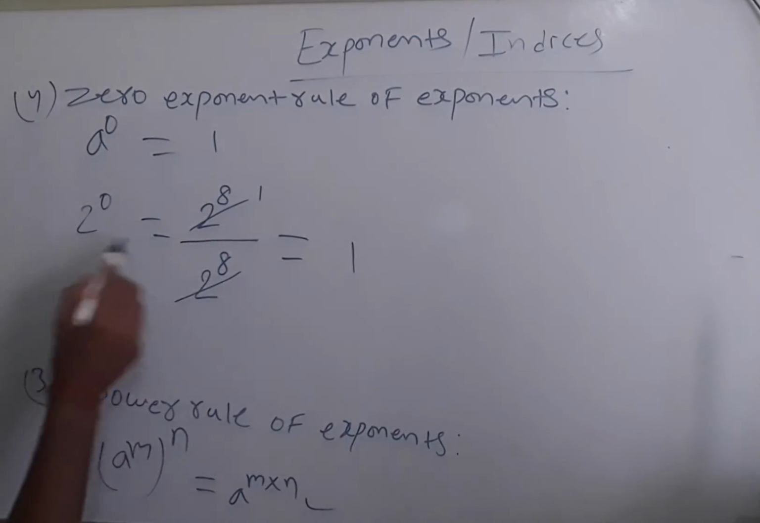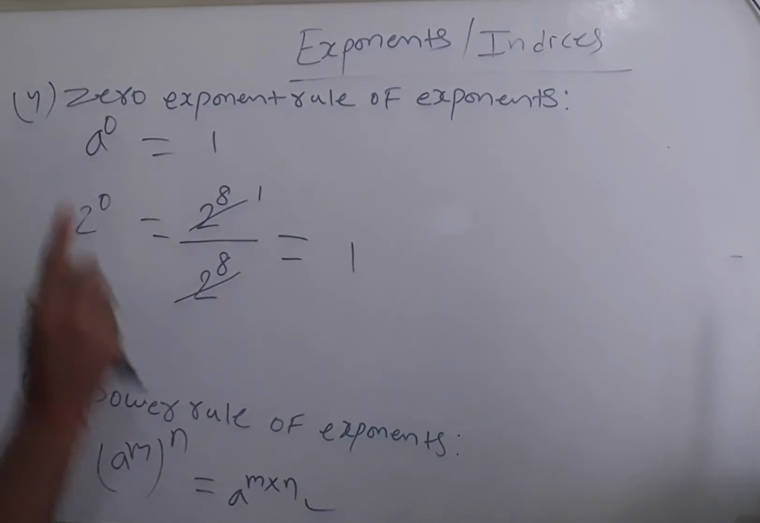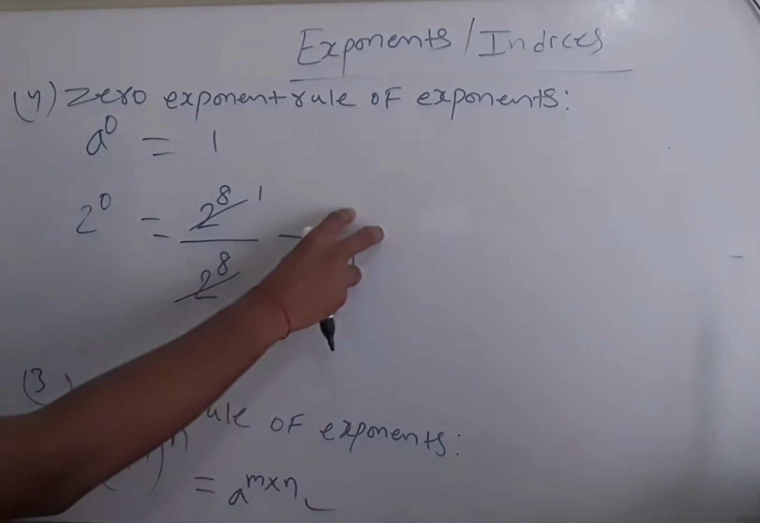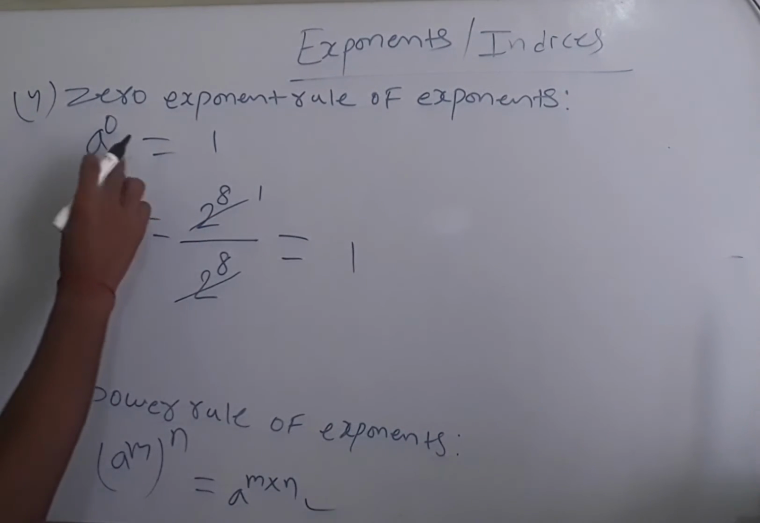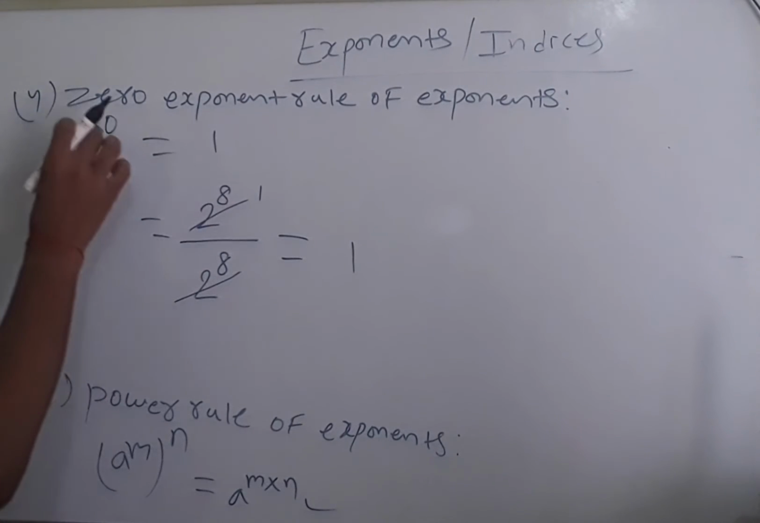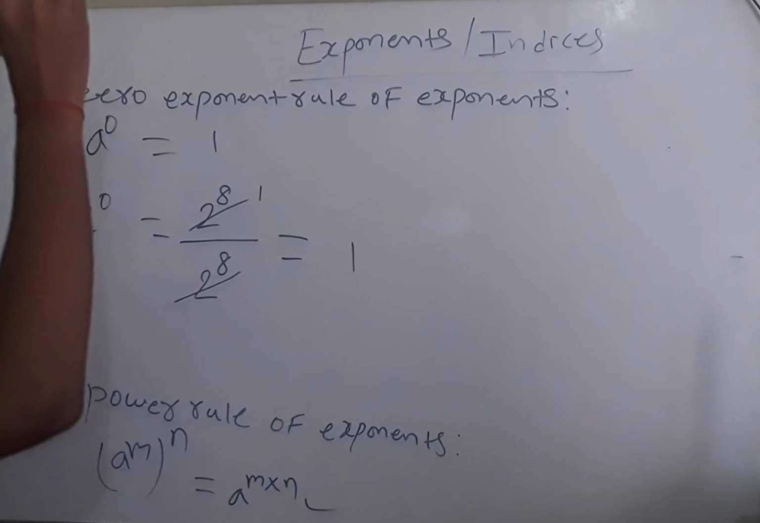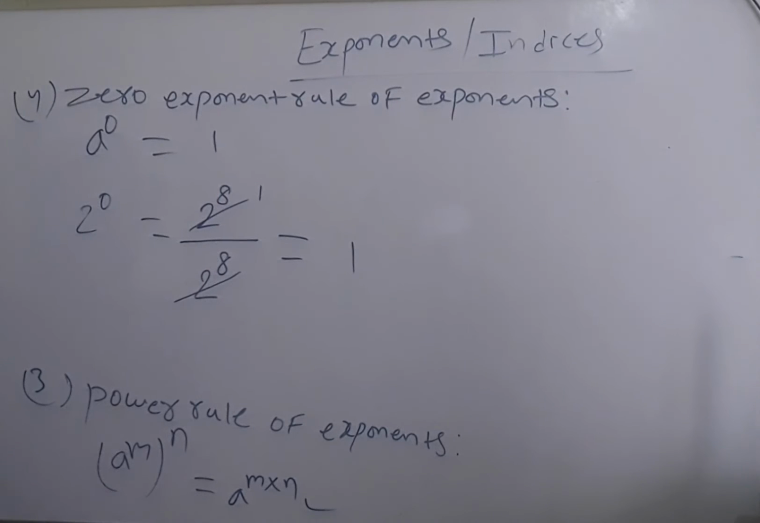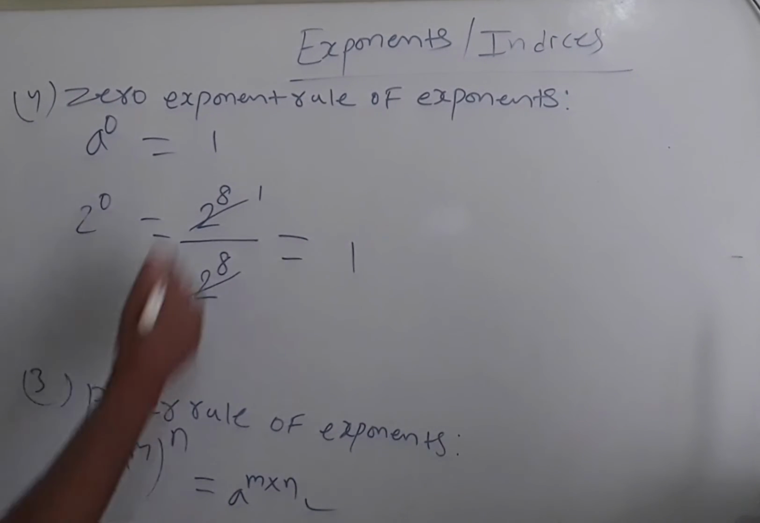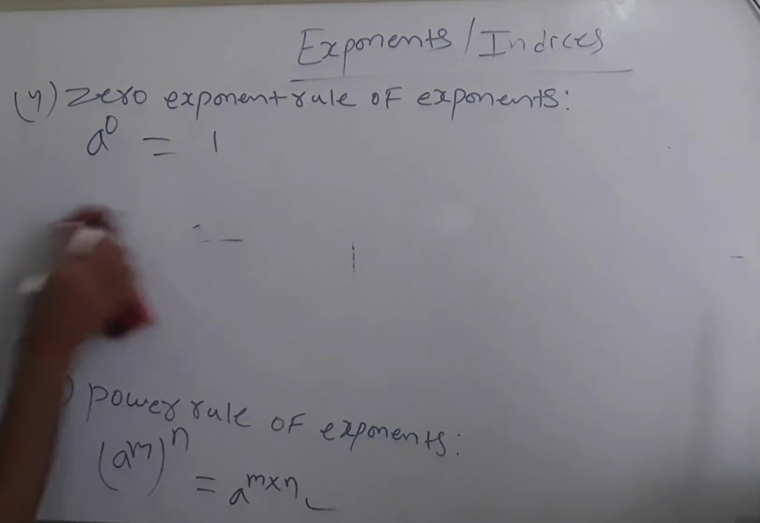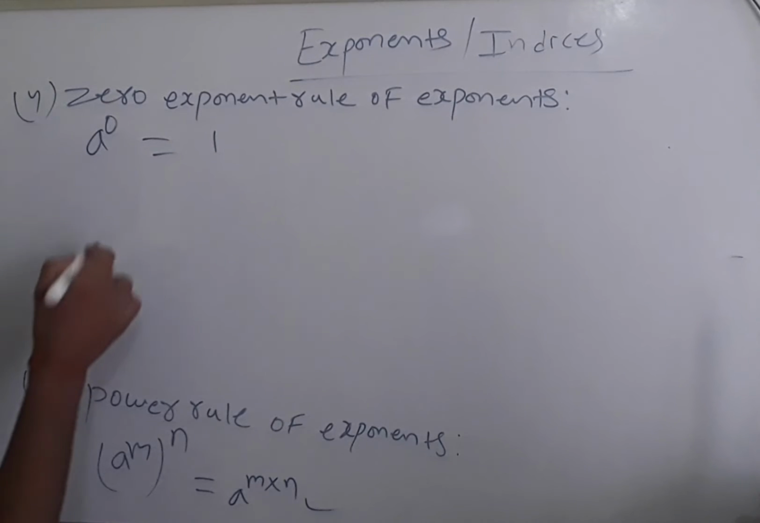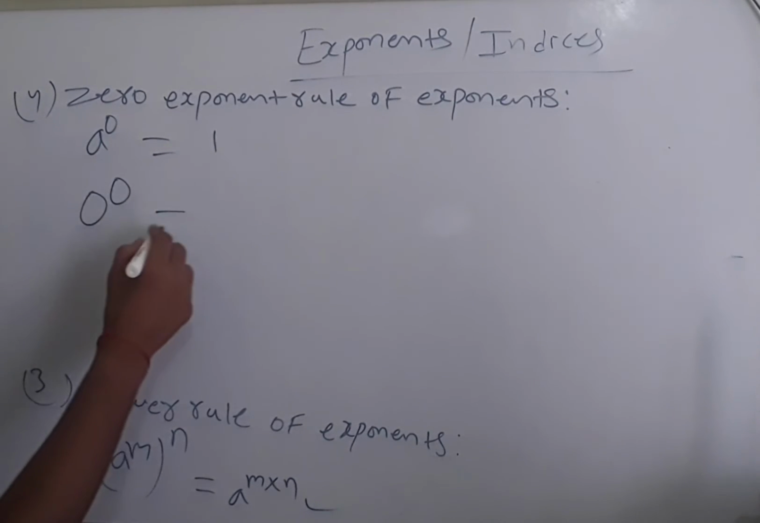It means 2 to the power 0 is 1. And if you experiment with any real number, you're going to get the same answer, that it is 1. It means 8 to the power 0 is also 1. Meaning any number to the power of 0 will give you 1, except 0 itself. 0 to the power 0 is undefined.